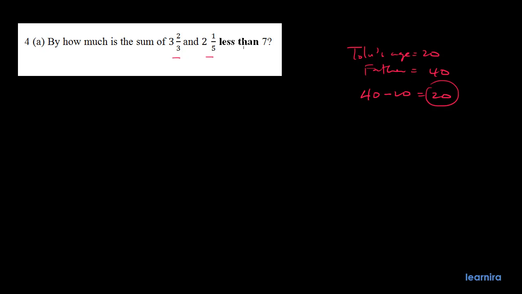That's the same thing we'll be doing here. It says, by how much is the sum of these two numbers less than 7? That means the sum of these two numbers is actually smaller than 7, but we want to know by how much. So let's do that together.